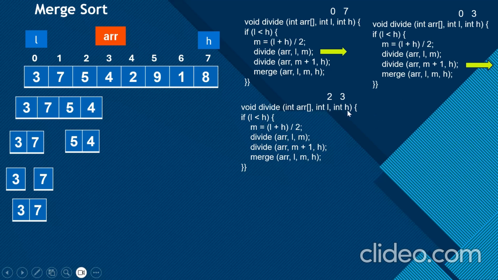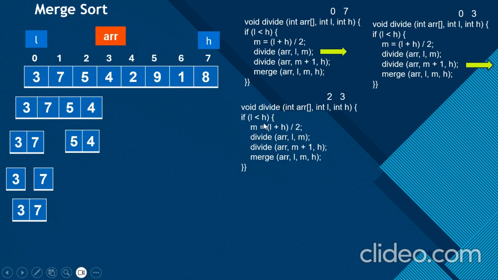So when L is 2 and H is 3, that means we are talking of the sub-array whose lowest index is 2 and highest index is 3. What if L was 3 and H was 8, for example? Not in this case, but in general. That would have meant that the sub-array being considered currently has the lowest index of 3 and highest index of 8, or whatever the values of L and H are. Right? So currently we are at the sub-array with the lowest index of 2 and 3. That is what is being shown here.